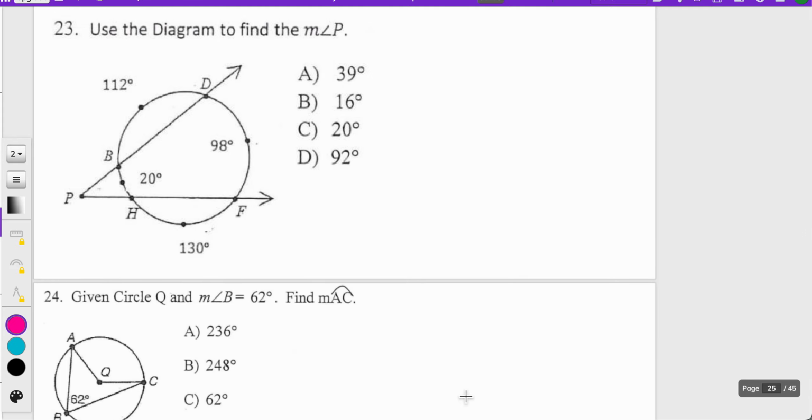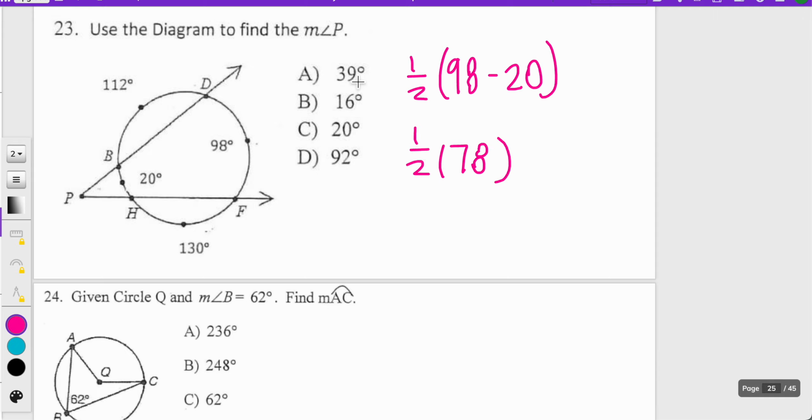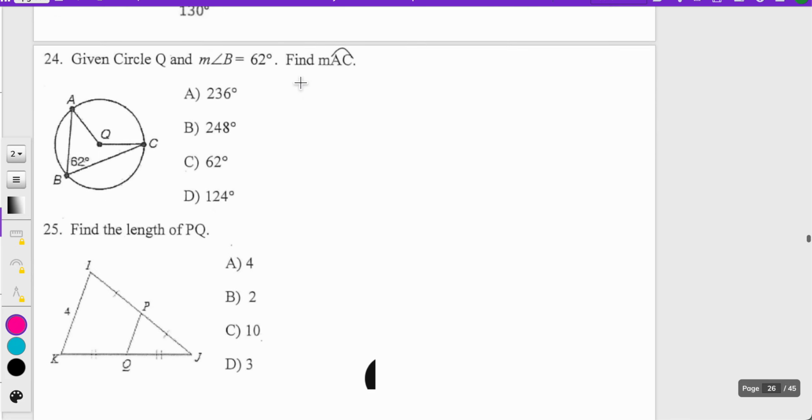Using the diagram to find the measurement of angle P, this is when we take 1/2 of the big arc, 98, minus the small arc of 20, and we're going to get 1/2 of 78, which is A, 39 degrees.